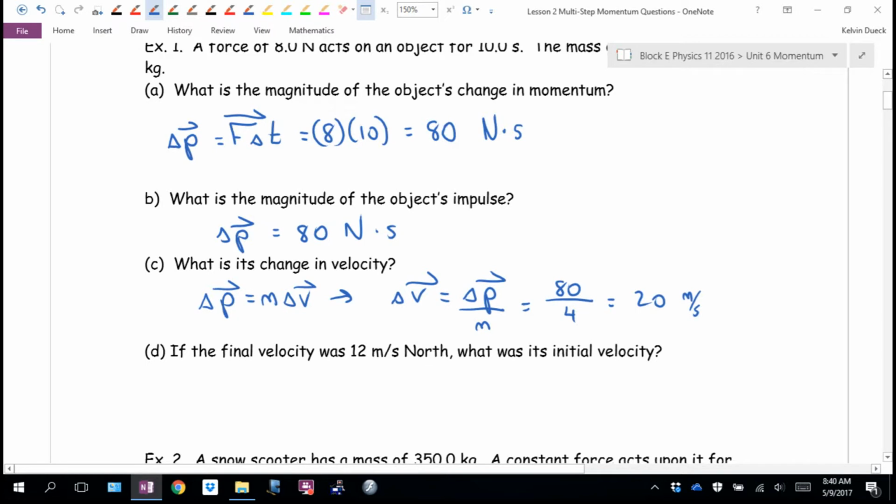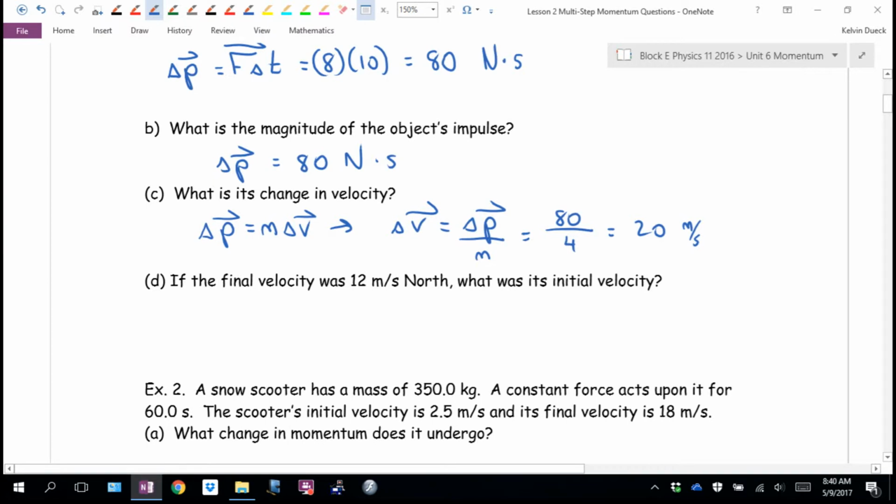Now here's what that means. If you were originally going 1 meter per second, your final velocity was 21 meters per second because your change in was 20. If you're originally going 40 meters per second, your final velocity was 60 meters per second because your change in was 20.